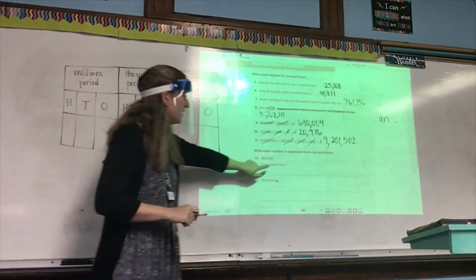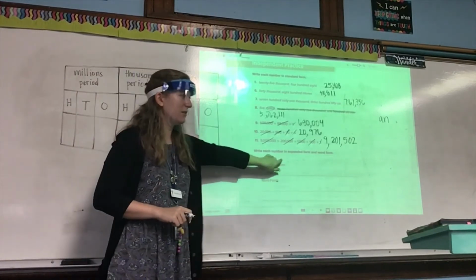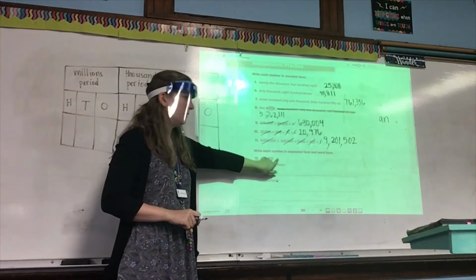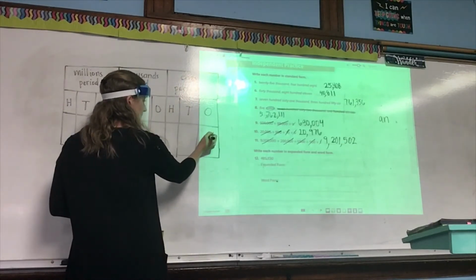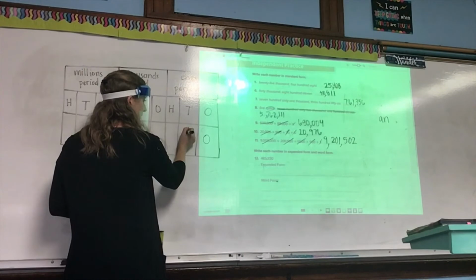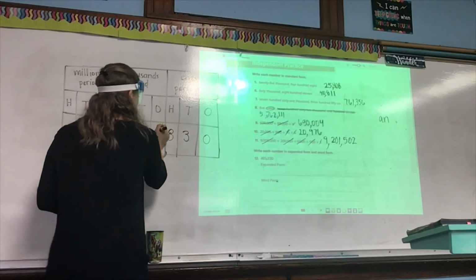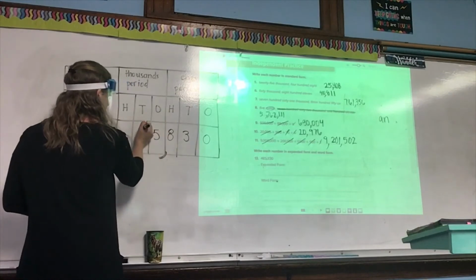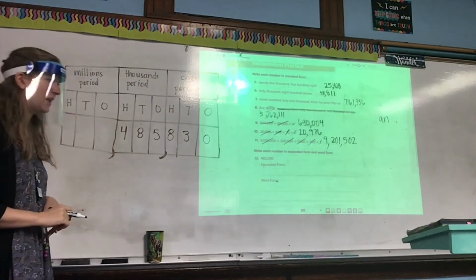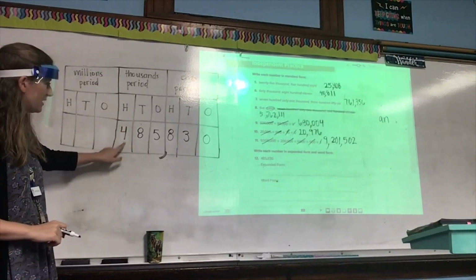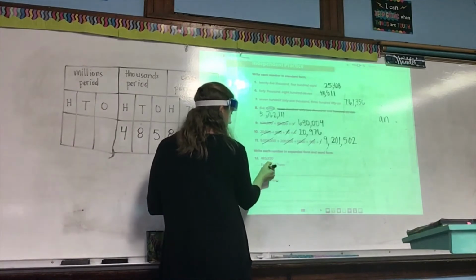So, now we need to write the number in our place value chart. Do we start on this side or this side? The right. So we're starting with what number? 0. Then 3, then 8, then 5, then 8, then 4. Okay, now we need to write it in expanded form. We're going to start here. A 4 in the 100,000s place is worth how much, Zadie?